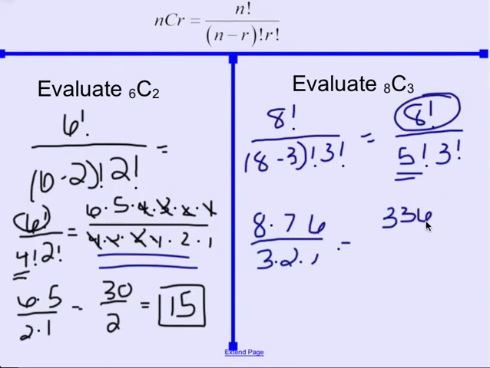So then 8 times 7 times 6 is going to be 336. And then we're going to multiply 3 times 2 times 1, and that's going to give us 6. So now we can divide those out. 336 divided by 6 is going to give me 56. So that's my answer for number 3.